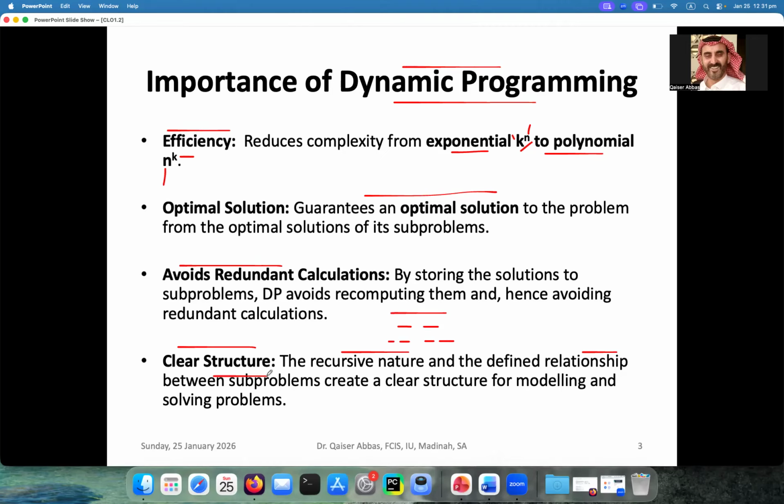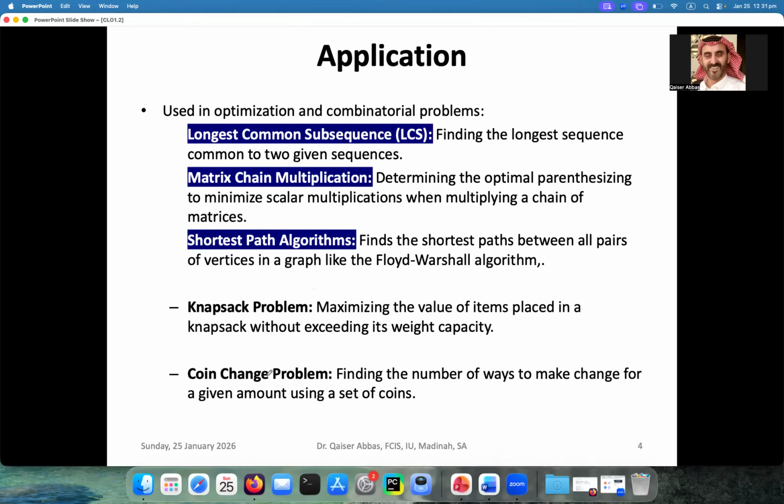These are some important points where we can apply or where we are using these algorithms. Mostly we use DP for optimization and combinatorial problems. Optimization means those problems where you always want to find an optimal solution.